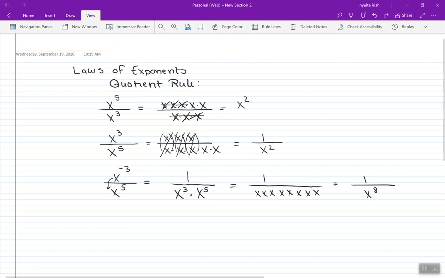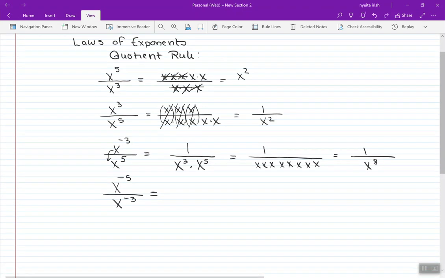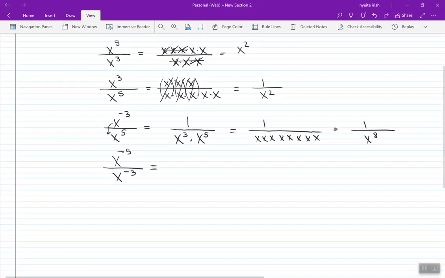Okay. So let's try another one of those. What if I have x to the negative 5 on top, x to the negative 3 on the bottom? Well, again, the only way that this really works is if you have positive exponents that you can write down and think about. So I'm going to move x to the minus 5 down below the line, and when you cross the line, you change the sign of the exponent only. X to the minus 3, it's negative in the denominator. If I cross the line, I change the sign of it in the exponent.